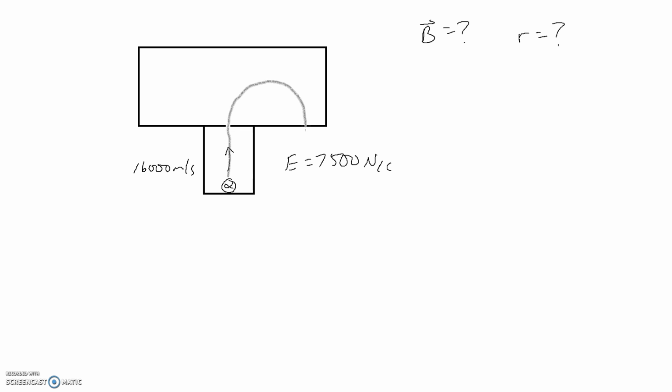Now I know my alpha particle is coming in at 16,000 meters per second, and the electric field is 7,500 newtons per coulomb, and then we can also find out the other things from that. But first things first, I'm just going to find out a couple things with my alpha particle.